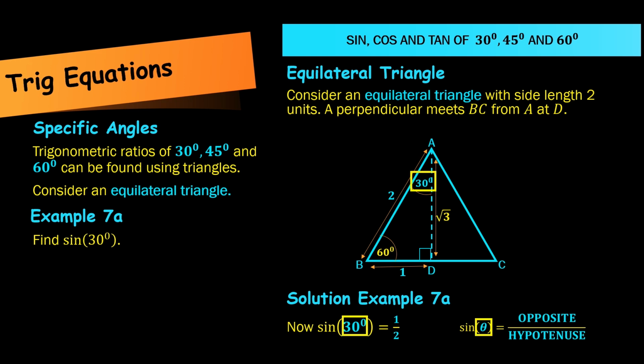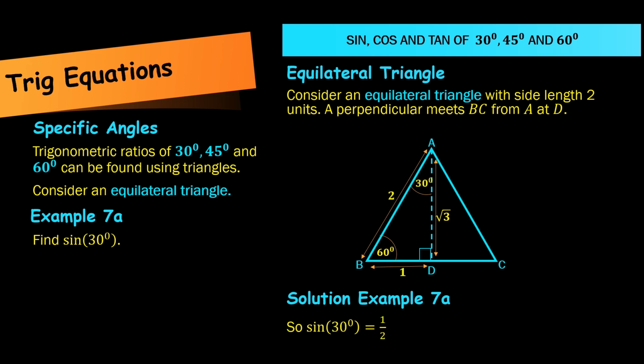So here's theta, which is 30 degrees in our example. Here's the opposite, or the side opposite to theta, which is equal to 1, the length is 1, divided by the hypotenuse, whose length is 2. And so sine 30 degrees equals a half. Now let's solve part B. We are required to find cos 30 degrees, and we're going to use the same diagram as we did previously.